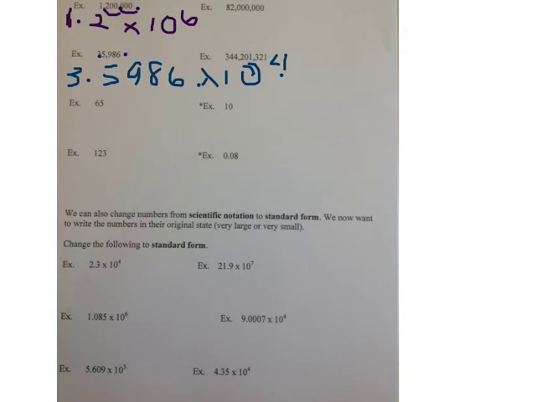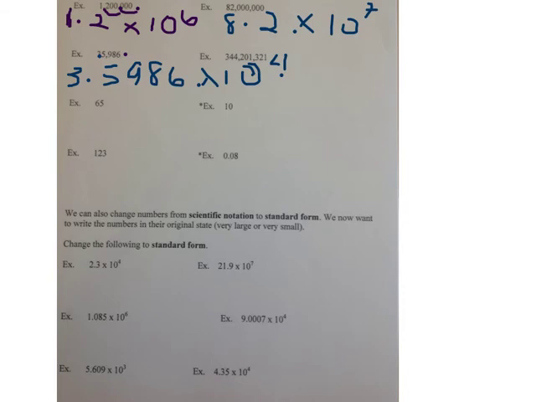Let's go to the one that's up top, 82 million. So creating a number between 1 and 10 would be 8.2 times 10. And how many times is that decimal point getting moved over? 3, 6, 7. Times 10 to the 7th. You've got two that are starred, a 10 and a 0.08. Those are two challenge problems for you.